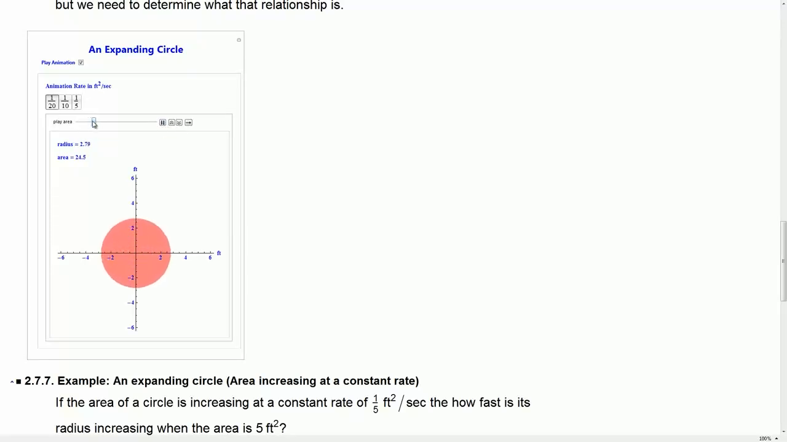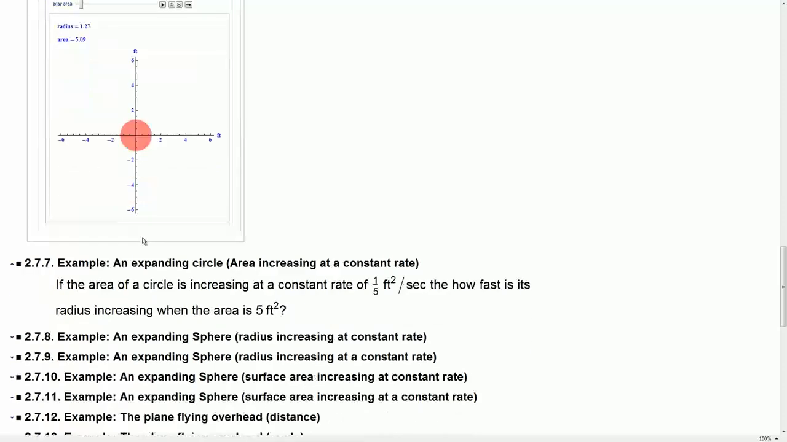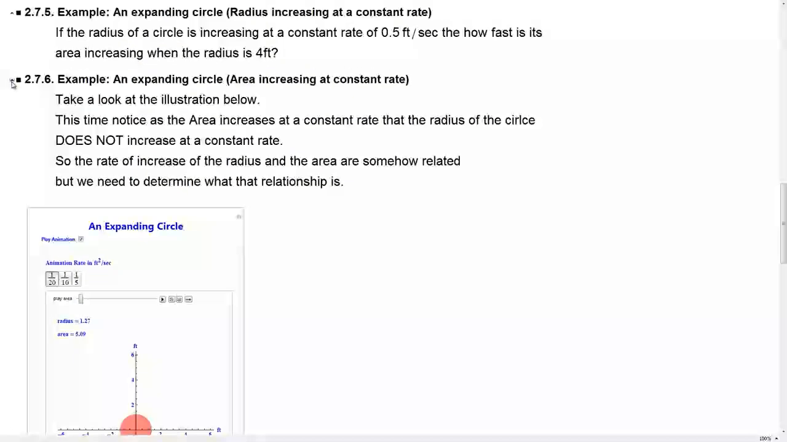Oops. Let me back that up. Let me pause it a little bit. Take it back here. We want to know when the area is about 5, right about there, somewhere around there. When it was changing, right at that instant, if I froze it right now, I want to know how quickly the radius is increasing at that moment. So we'll do that in class.